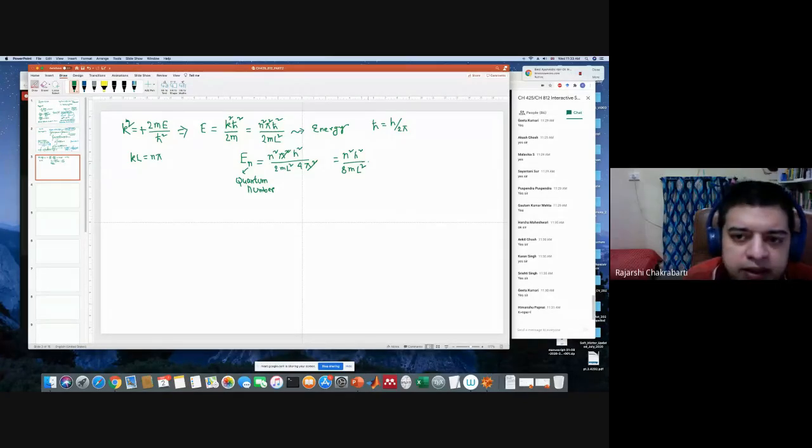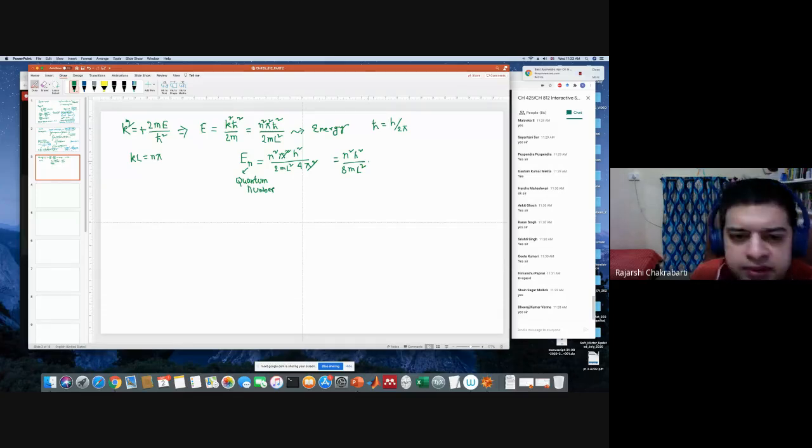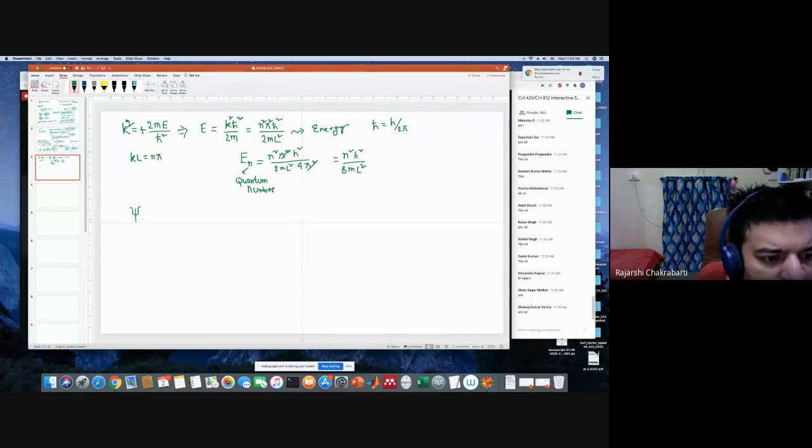Yes, sir. Yeah. So now we have the expression for energy. We'll see what this energy is. And also we have the expression for the wave function. So let us now calculate a few quantities. But before we do that, let us see how this wave function looks. The wave function actually depends on the quantum number, so we put subscript n here. It is given by this.